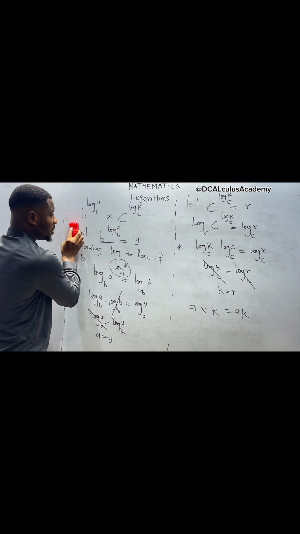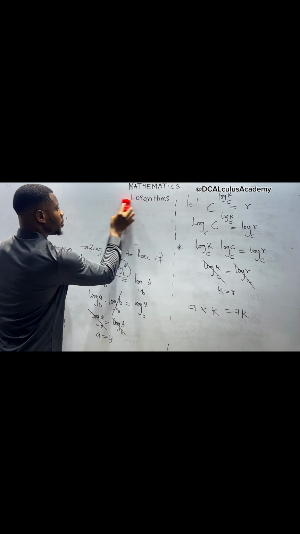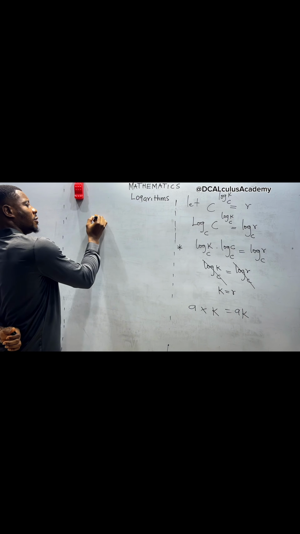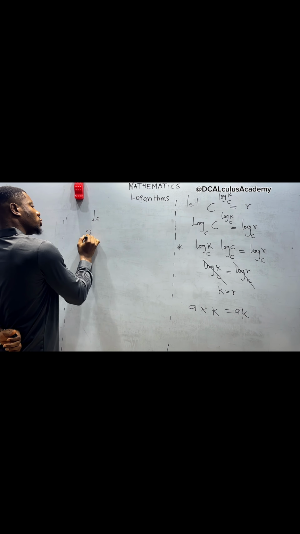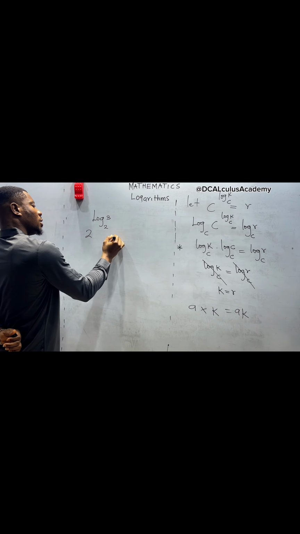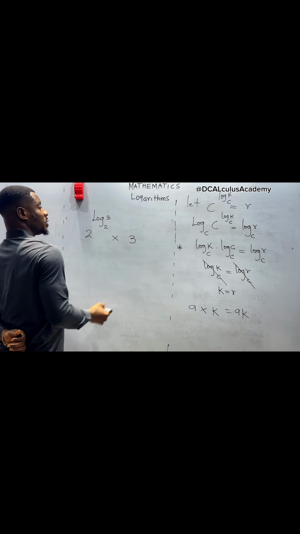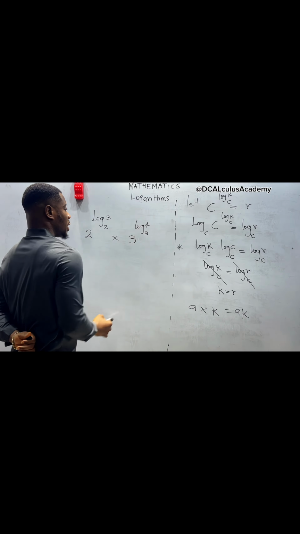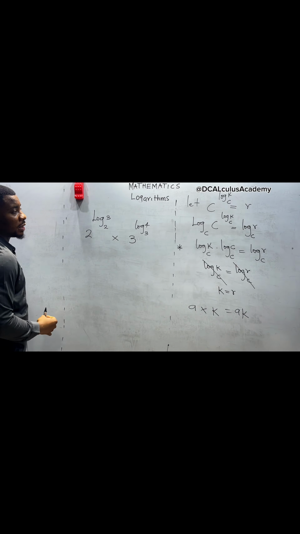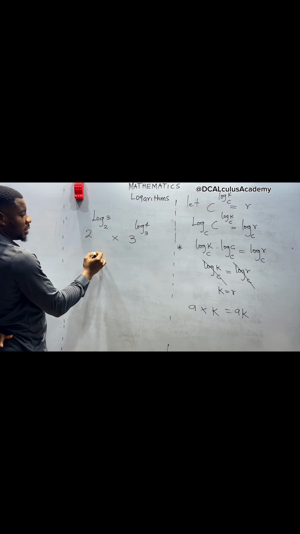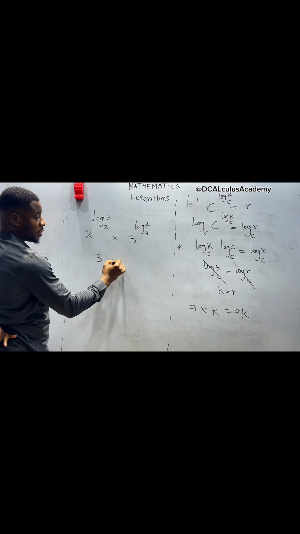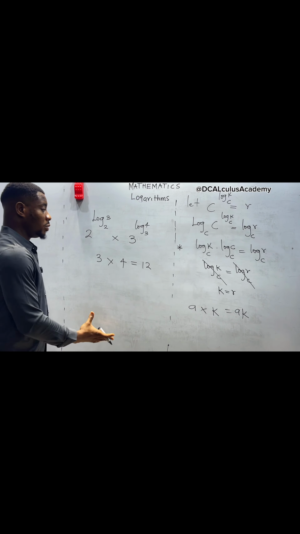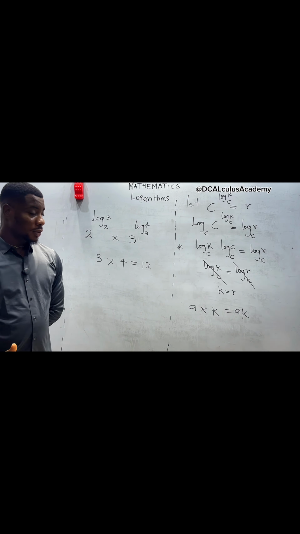Now, let me give you a quick example here. Let's say I had 2 raised to power log 2 base 3, multiplied by 3 raised to power log 4 base 3. Once I have something like this, everything here gives me 3 and everything here gives me 4. So my result should be 12. It's as easy as that. So from that proof, we're able to get this done.